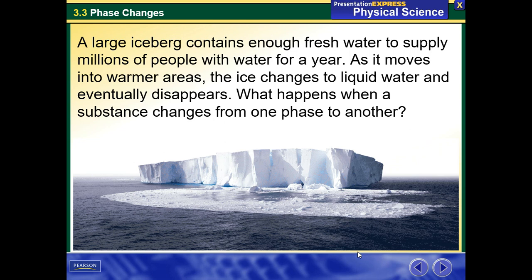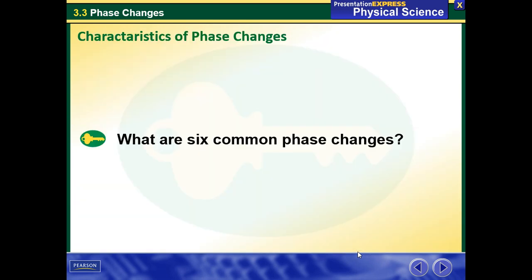As it moves into warmer areas, this ice is going to start changing into liquid water, and eventually the ice will completely disappear and turn into liquid water. And our question that we're going to try to answer today is what happens when a substance changes from one phase to another? First, we have to understand what phase changes are and the 6 common types of phase changes.